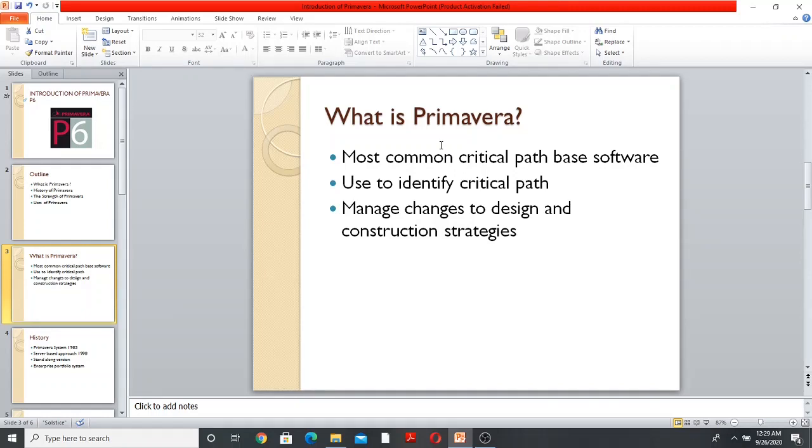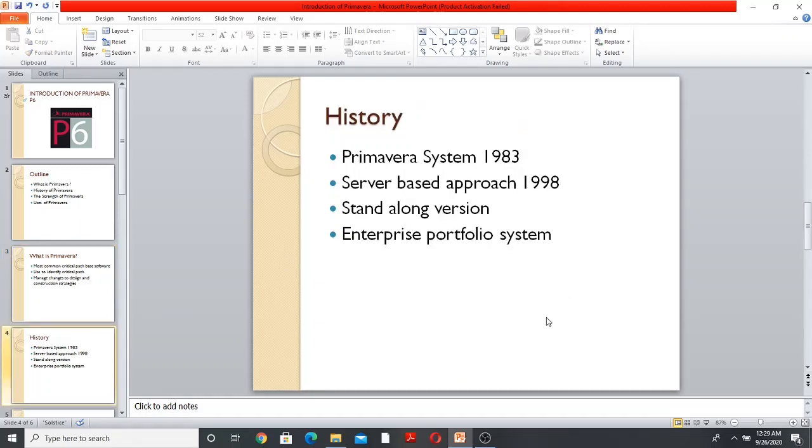So now we will talk about the history of Primavera. Primavera's original company name was Primavera Systems, and it was established in 1983. In 1998, the software system started to develop into a server-based approach that allowed Primavera to act as a portfolio system. It has two variants. First is the stand-alone variant and second is the enterprise portfolio system.